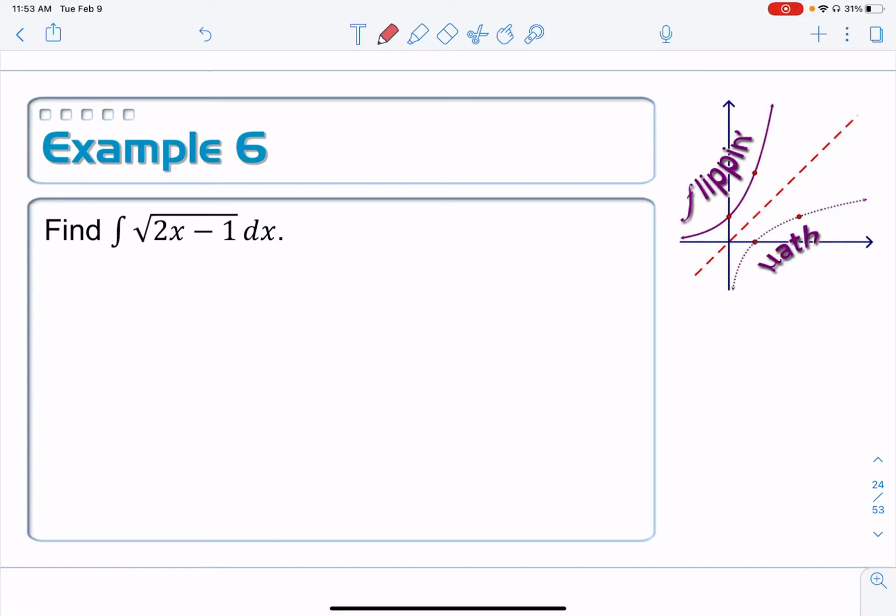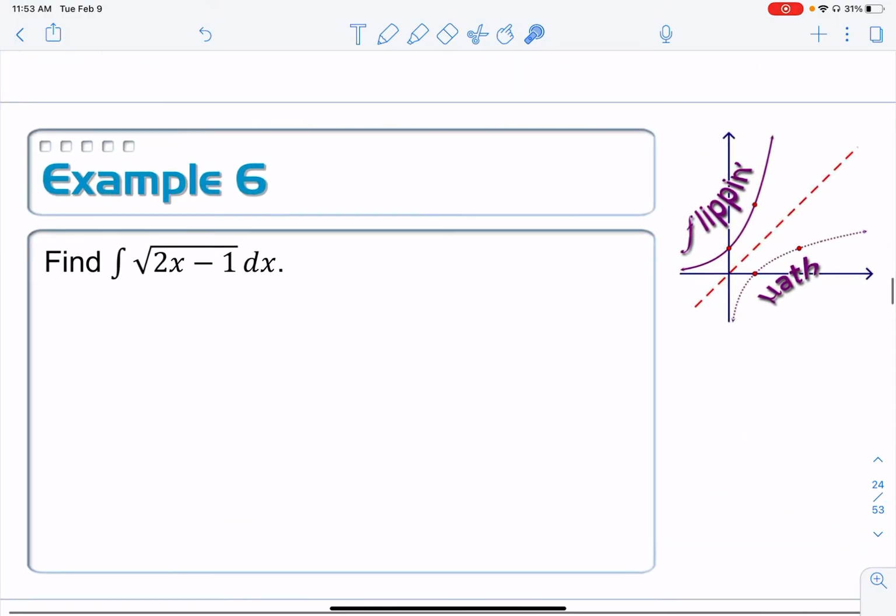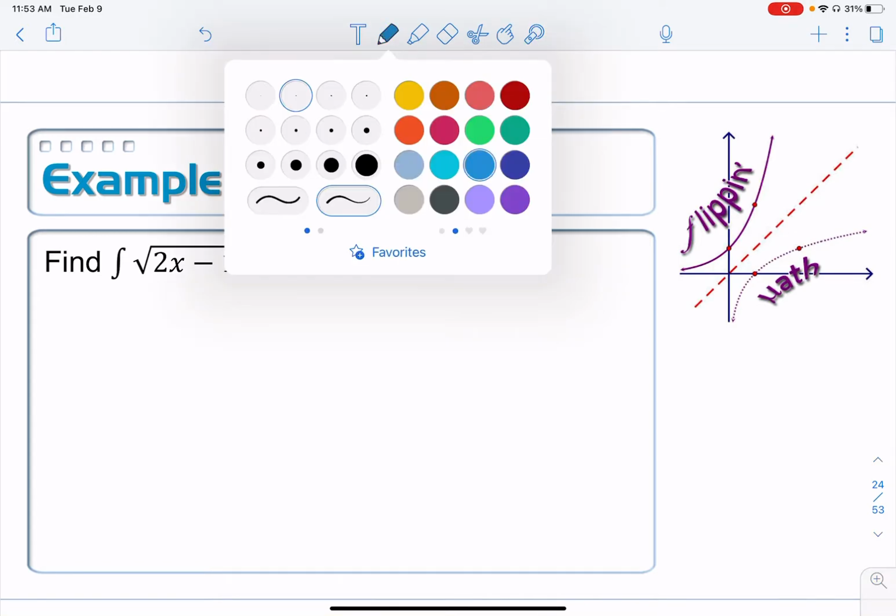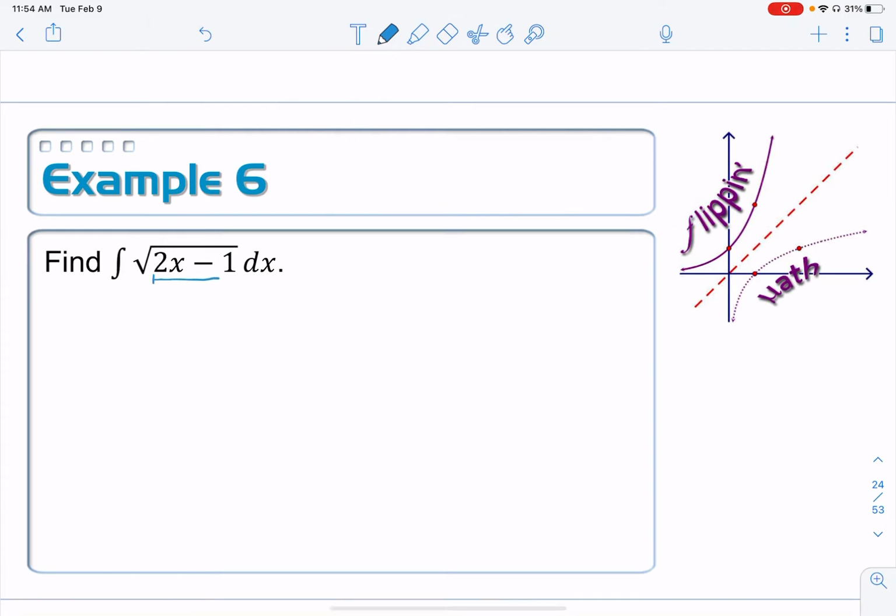Example 6, find the antiderivative of the square root of 2x minus 1 with respect to x. Notice 2x minus 1 shoved inside of a square root function. That's a composite function. Dead giveaway for integration by substitution. What should our u be? Well, we have perhaps an obvious choice of the 2x minus 1 because it's inside of another function. u is equal to 2x minus 1.